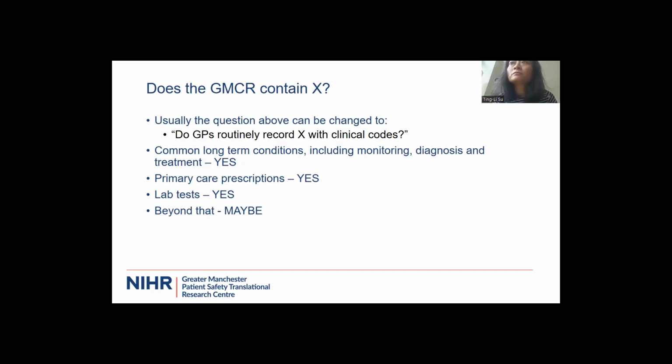We say, well, if it's a common long-term condition, so think asthma, hypertension, COPD, heart failure, diabetes, any of these big hitting common conditions, anything around the monitoring, diagnosis, treatment, we'll have that data and it'll be pretty good. If it's a prescription in primary care, that's all computerized. Your GP will do it on a computer, so that all gets automatically coded. So that's pretty good. And again, lab tests, if your GP initiates a lab test, then they get put back automatically into your record. So they're all places where the healthcare data, not just the GMCR, this is healthcare data across the UK, that's where the strengths are.